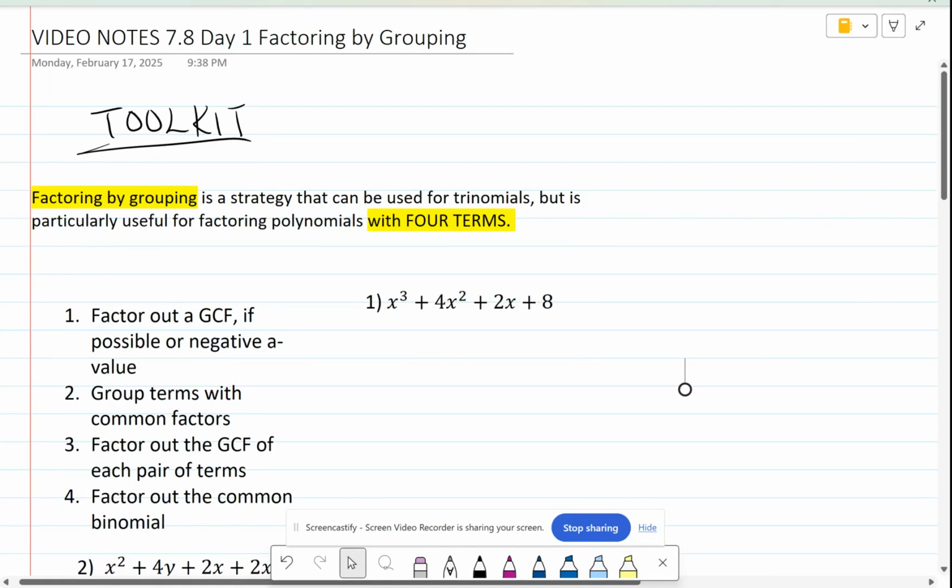Today we are going to talk about factoring by grouping. This is going to be in your toolkit, so go ahead and pause the video, put the title in your table of contents, and you can copy down that first sentence with the highlighted vocabulary.